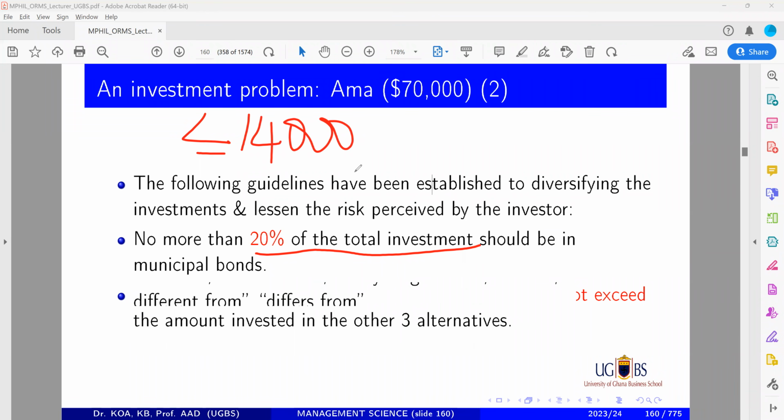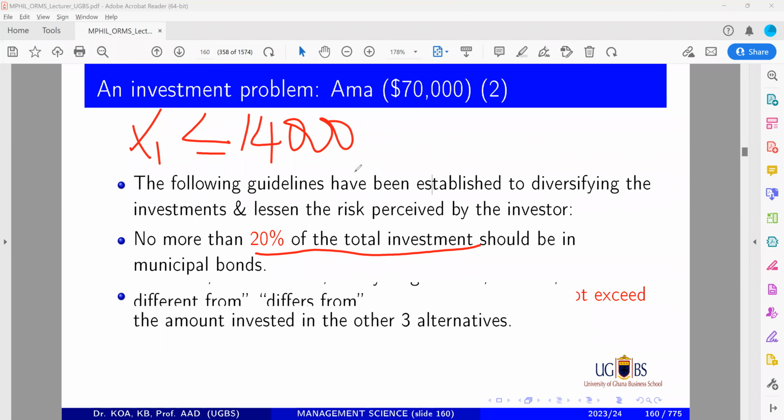So 14,000. And we are saying that no more than 20% of the investment should be in municipal bonds. In other words, we are expecting that the value of the municipal bond should be 14,000 or less. That's what it means. So X1, that's the first constraint. X1 should be less than or equal to 14,000. It should not get more than 14,000 of the 70,000 into the municipal bonds. This is the first diversification constraint.